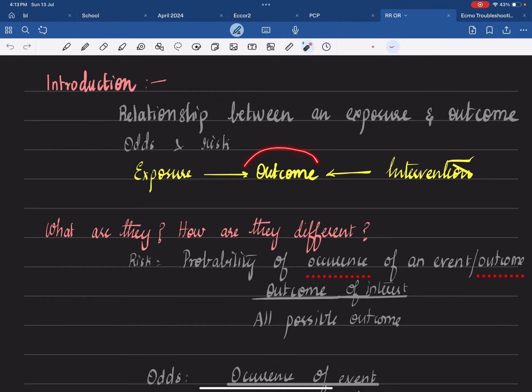So this can be looked at from the point of an exposure to an outcome, or you may try to find a relationship between an intervention and an outcome. Depending upon which direction it goes, meaning exposure to outcome versus outcome to exposure, the name of the type of study will vary, and what you apply to find that relationship, whether it is odds ratio or relative risk, is going to vary. So, what are they and how are they different?